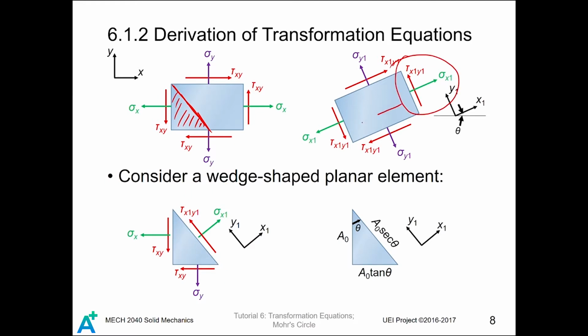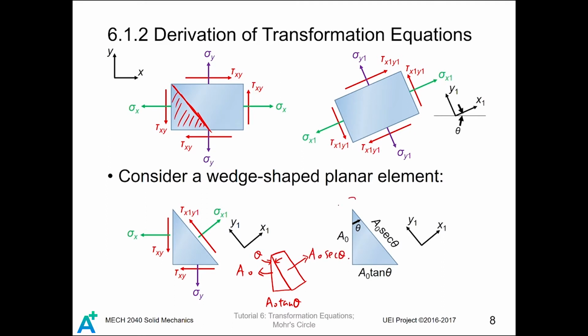Okay, so we just move them over there. However, it is not really a triangle. We consider this stress element as a wedge. That is, probably the shape would look like this. So it is a kind of wedge-shaped planar element. For this surface, it has an area of A0. We define this angle to be theta. Then the area of this side will become A0 tangent theta. And consequently, for the area lying on the hypotenuse, it will become A0 secant theta.